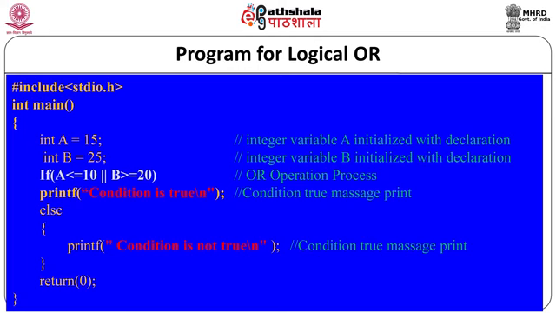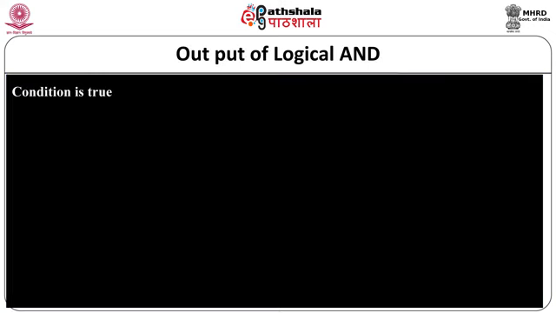You know the output of the logical OR gate or logical OR operator is 1 when any one of the expressions is true. Now here the second expression is true, hence the statements written under the if statement get executed. The printf statement will be executed, printing that the condition is true, but the statements written under the else statement will not be executed because the condition is true. Now you can see the result of this program, that is, condition is true.